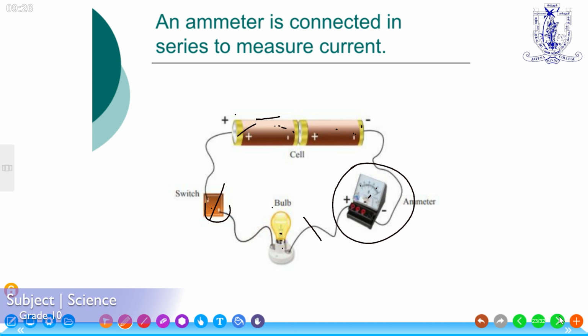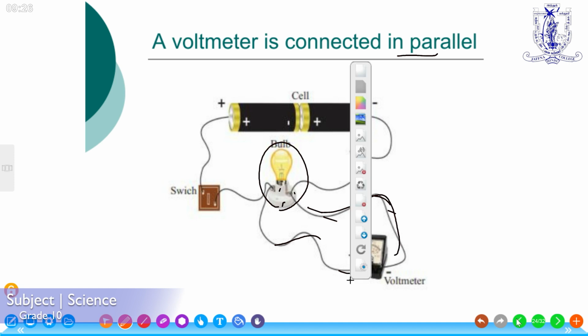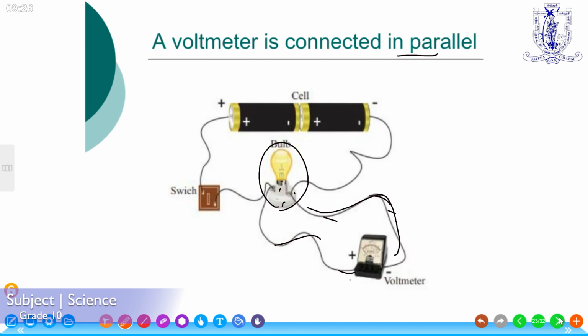And the voltmeter, important: the voltmeter is connected in parallel. Parallel means the voltmeter is connected across the load, meaning the bulb, the resistance. Current does not pass through the voltmeter branch. The ammeter is important because current passes through it, but with the voltmeter, no current passes through it. The voltmeter is a parallel connection.